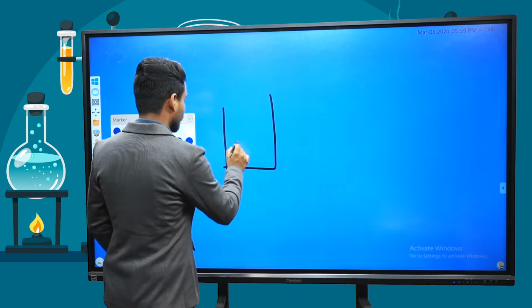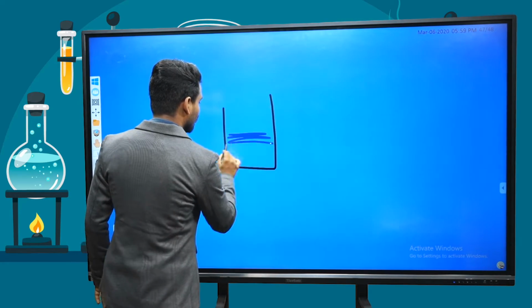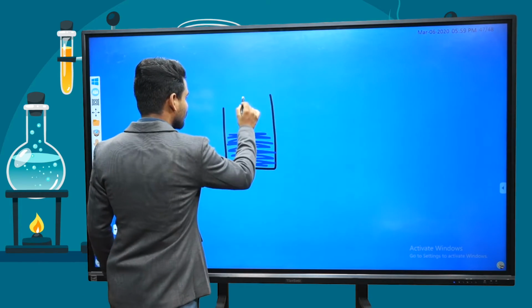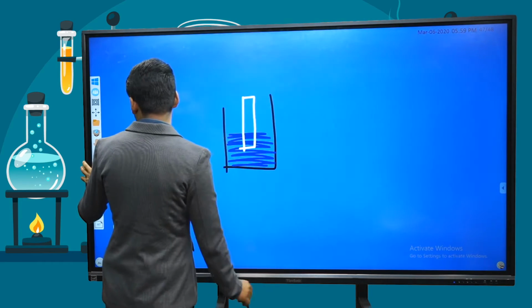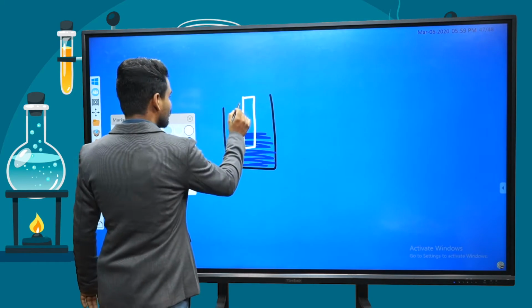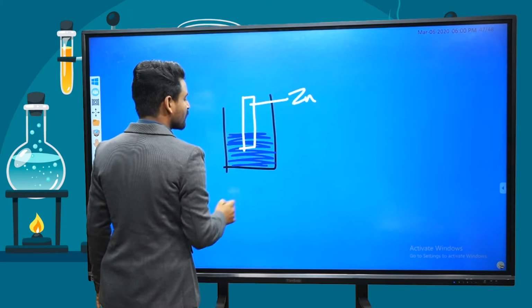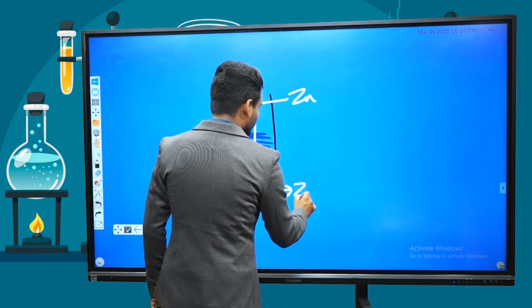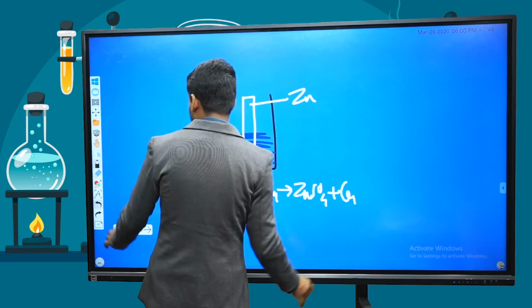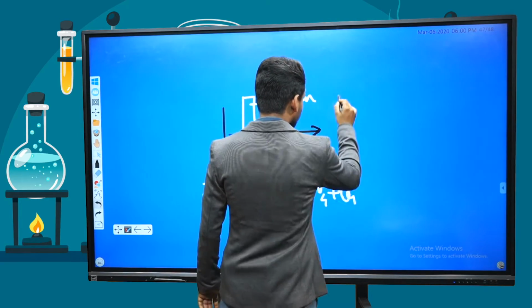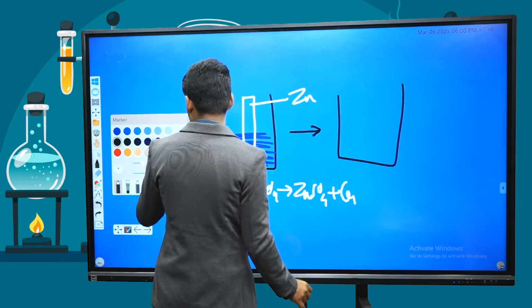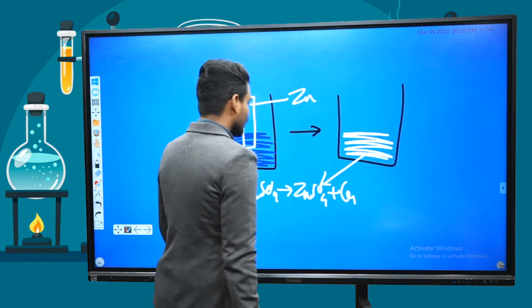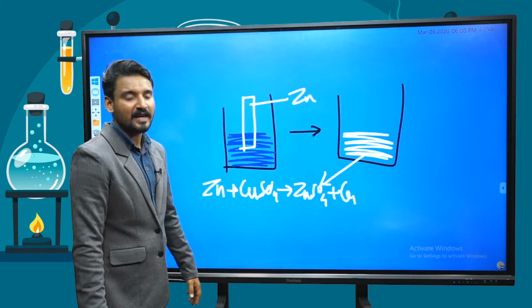Let us consider another demonstration of metal displacement. You can take copper sulfate solution here, which is bluish in color, and place a zinc rod inside. What happens? The zinc rod can replace copper from copper sulfate. Zinc plus copper sulfate gives zinc sulfate plus copper. So the bluish color is converted to just colorless, like water. So we get zinc sulfate. This is a replacement reaction, a competitive displacement reaction.